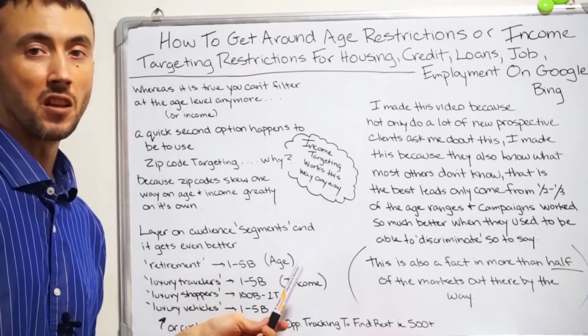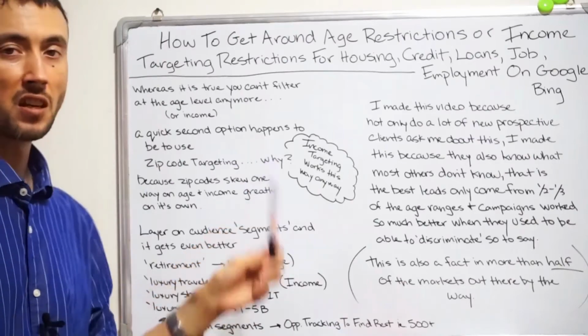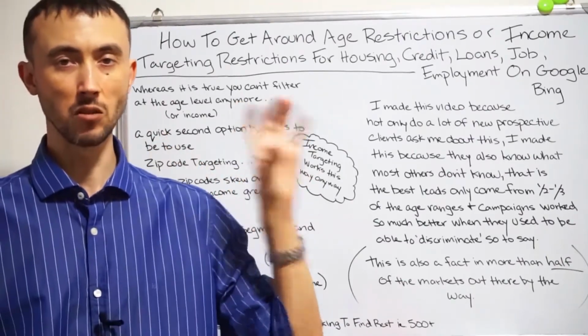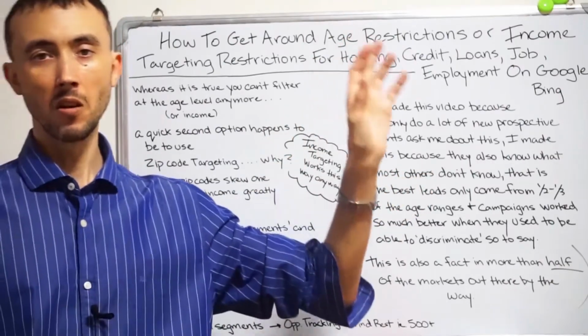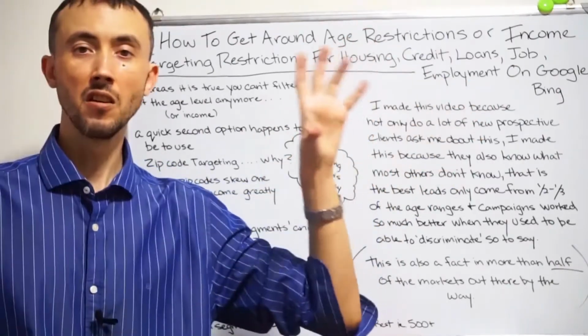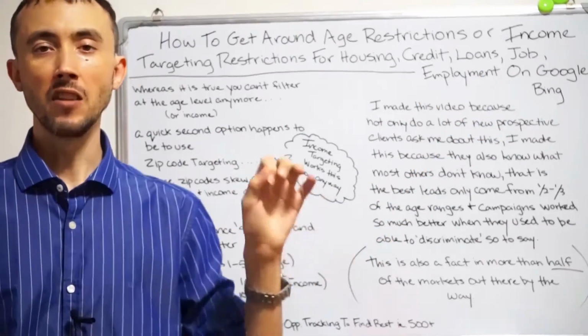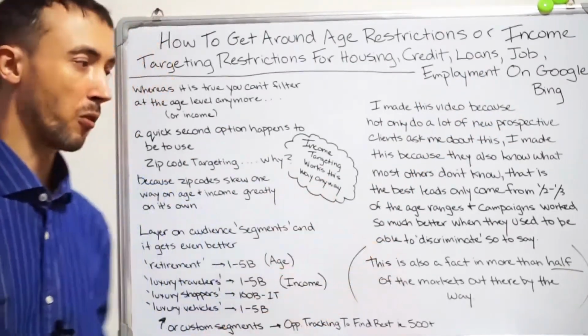I don't recommend it all on its own, but combine it with the income targeting, and it works basically as good as being able to actually say to Google, I only want 50 plus, where you could actually filter down the age demographics and filter out the ones you want.